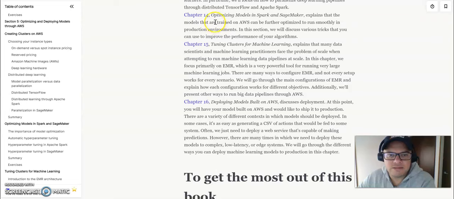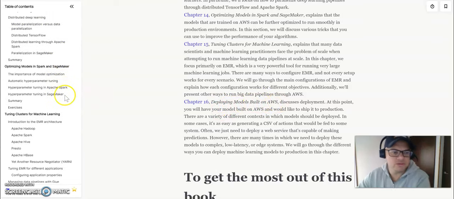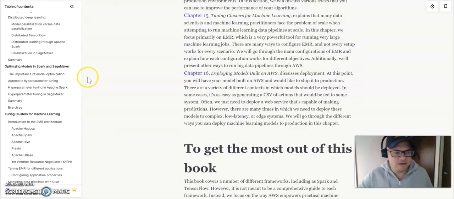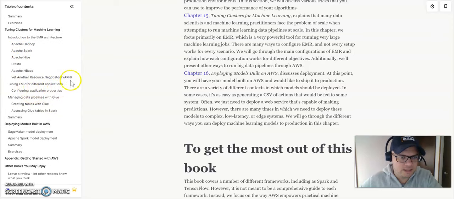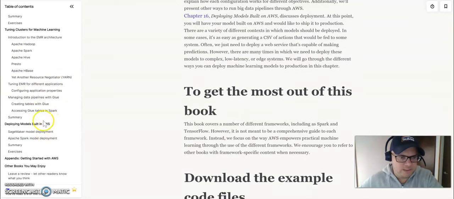And the last chapter is going to be about optimizing the models on Spark and SageMaker, tuning cluster machine learning, and deploying models built on AWS. So it's going to have some examples for you to optimize the models on SageMaker, on Spark, and the other services that you can use, which are the EMR architecture from Apache, and EMR, and deploying the models that you want to build.